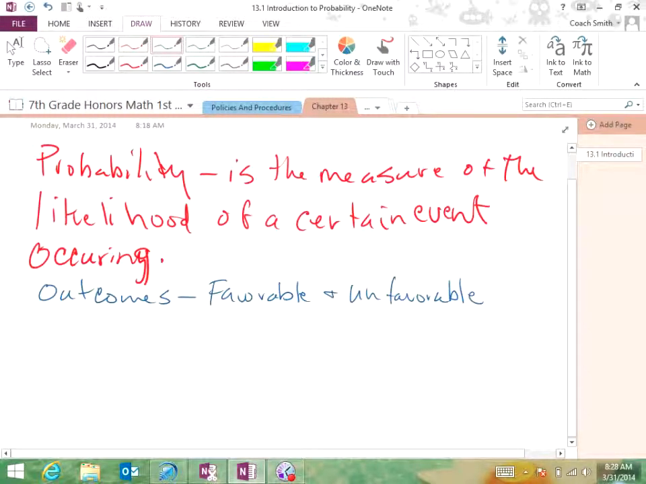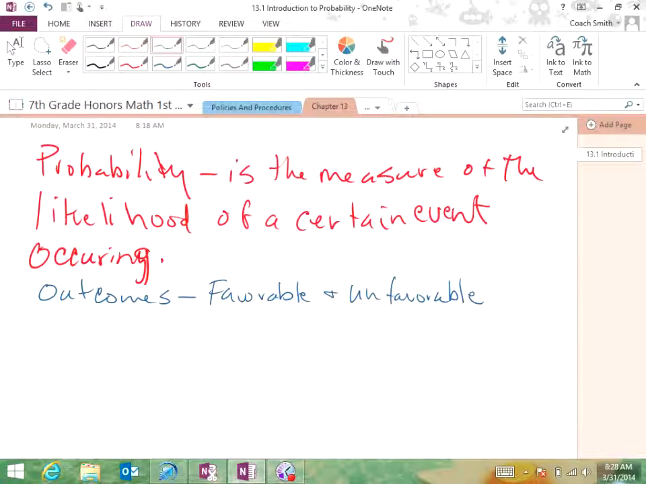Most of the time when you're talking about probabilities, we'll talk here in a little bit about odds. Probability and odds are not the same thing. The odds of something happening and the probability of something happening are totally mathematically figured differently. But for our purposes, we're talking more so about favorable outcomes. In other words, what we want to happen is the favorable outcome.